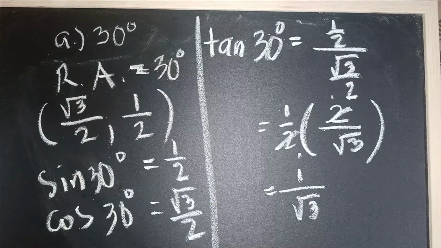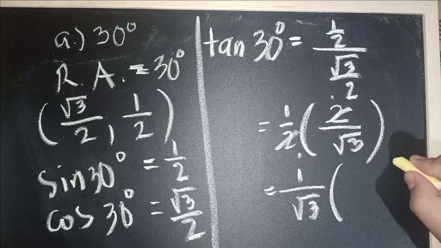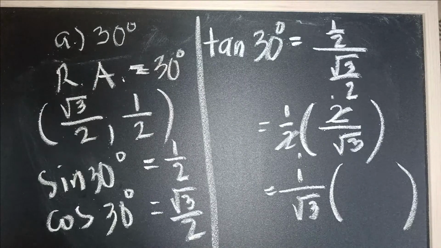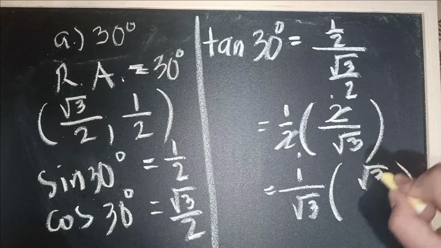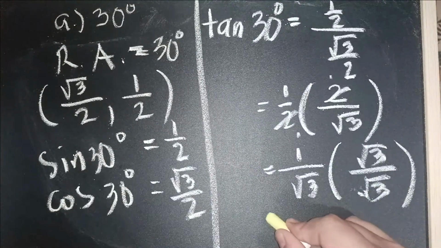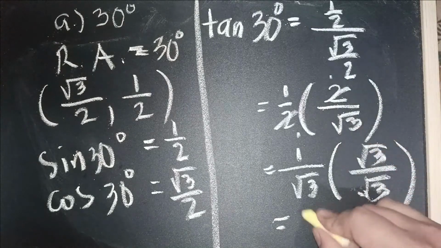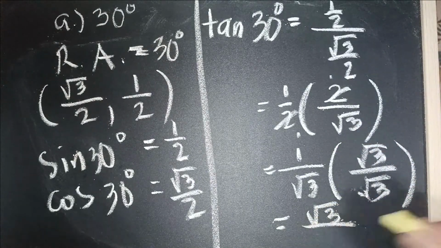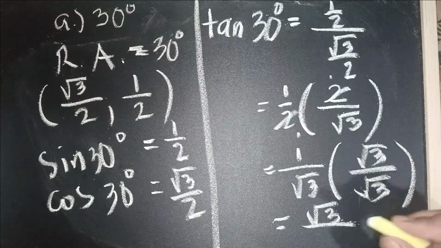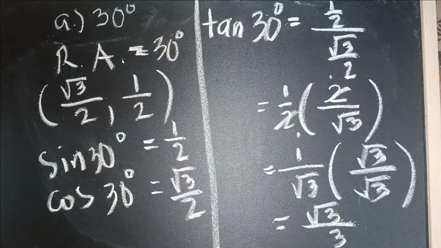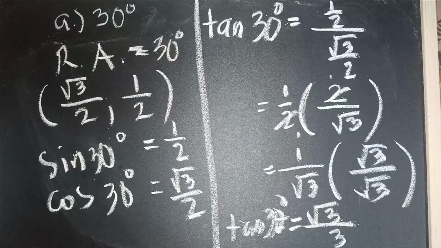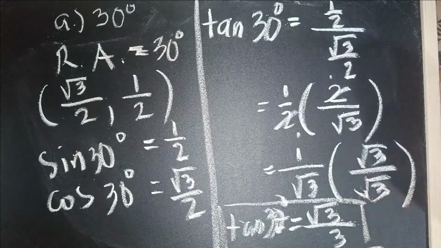To simplify, since we have a radical in the denominator, we multiply by the conjugate. So the conjugate is square root of 3 over square root of 3, so that the radical in the denominator disappears. Now this is equal to 1 times square root of 3, that is square root of 3, over square root of 3 times square root of 3, that is square root of 9, or 3. Therefore, tangent 30 degrees is equal to square root of 3 over 3.